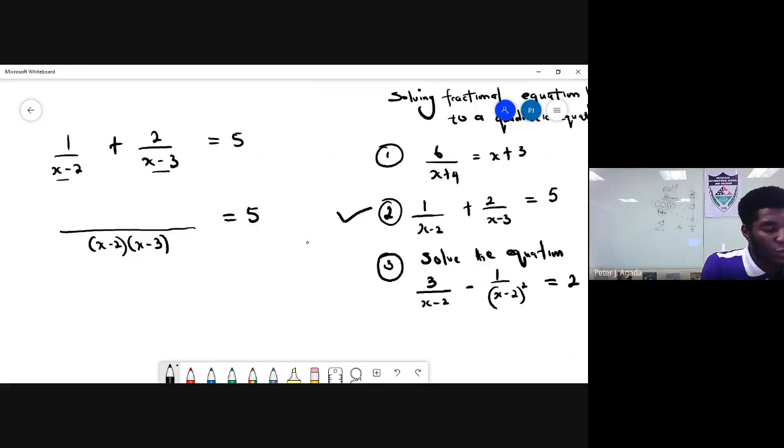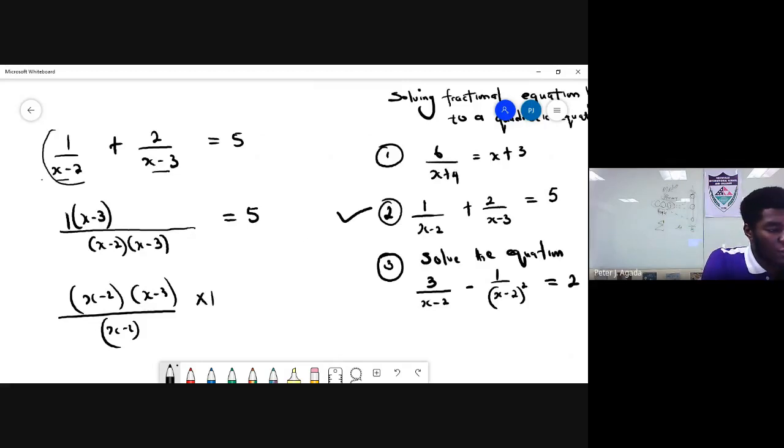If you divide x minus 2, x minus 3 by this denominator, this one will cancel out, and I'll be left with 1 multiplied by x minus 3. What I mean here is x minus 2, x minus 3 divided by this one here, multiplied by 1. That's what I did here for this one.